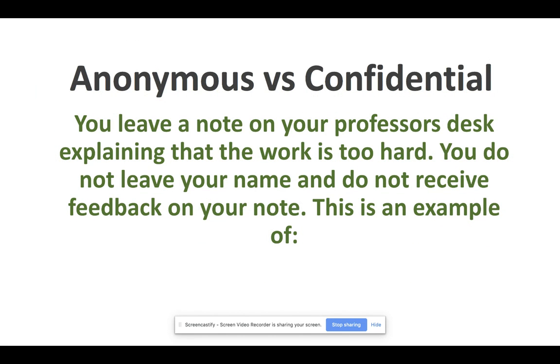You leave a note on your professor's desk explaining that the work is too hard. You do not leave your name and do not retrieve feedback on your note. This is an example of what? Anonymous or confidential.